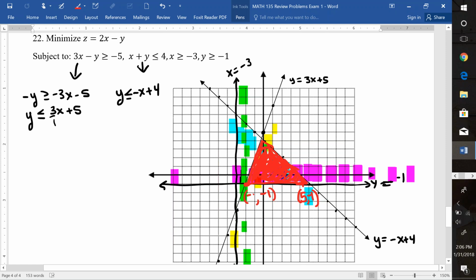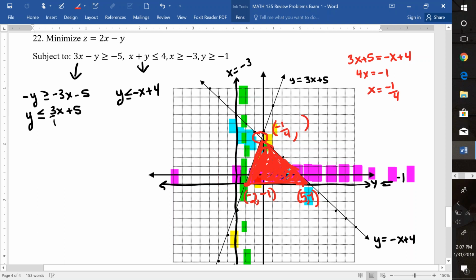And then my final point is right here, which is kind of nasty. So the way you find this one is you set these two lines equal to each other. So we say 3x plus 5 equals -x plus 4. Add the x over, subtract the 5 over, and you notice that the x crossing point is at -1/4.